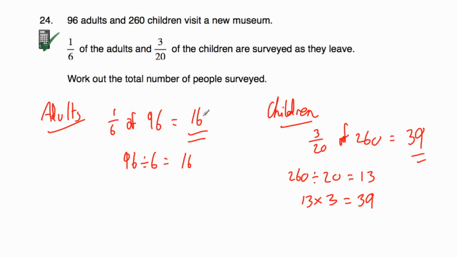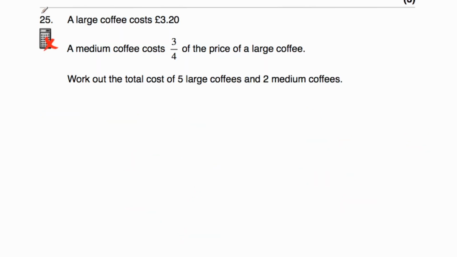So we know that 16 adults are surveyed and 39 children are surveyed. And the question says to work out the total number of people surveyed. So let's do 16 plus 39, and that's equal to 55. So 55 people were surveyed, and that's it. Okay, let's have a look at our next question, question number 25, and it's a non-calculator question.